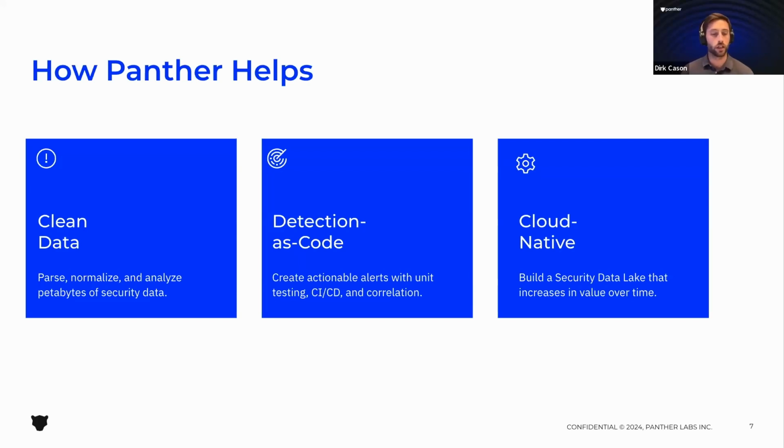Now, the third piece here is the cloud native component of Panther. Panther is built on a serverless backend of AWS Lambdas. And so we can scale really infinitely depending on what the workload looks like. This delivers high performance without operational overhead and maintenance overhead. And the idea here is that the team can then focus on higher value security activities.